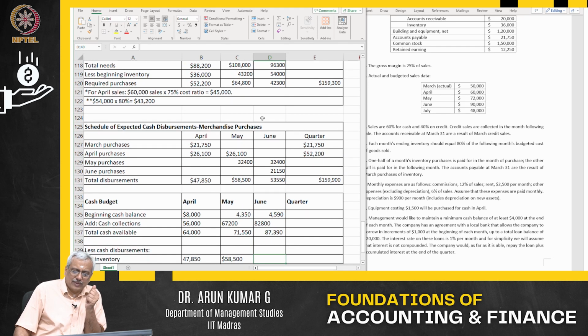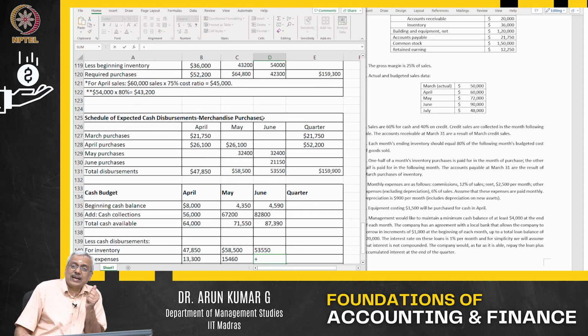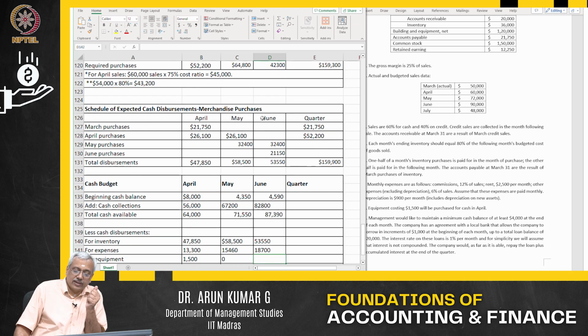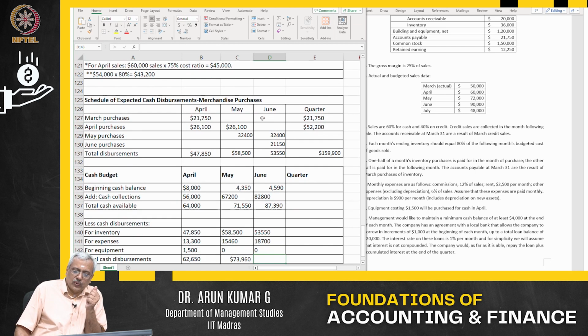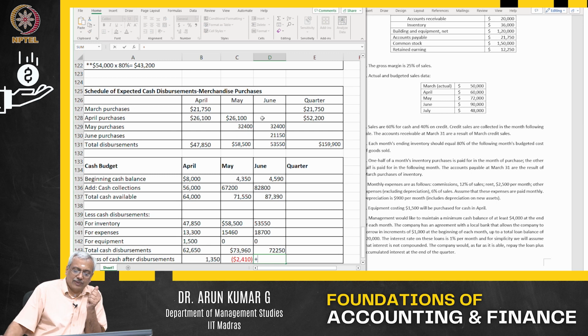Now, what is the cash disbursement? This is the kind of disbursement I basically have. What is the kind of expenditure? What is the sale in the month of June? 90,000 into 0.12, that is for commission, plus 2,500 for rent, plus another 90,000 into 0.06, that I could have done out here. Equipment purchase 0. What are the total cash disbursements? Sum of these three.